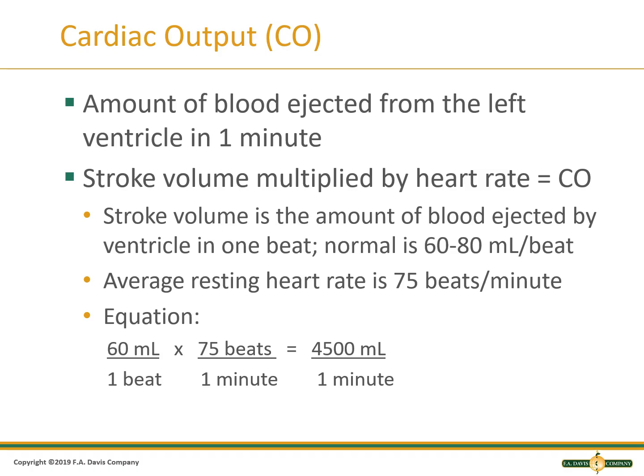Now, 75 is your average. It may fluctuate a little bit less, may fluctuate a little bit more. Approximately, you should have a cardiac output of around 5 to 6 liters per minute. That's the total volume of blood pumped out of the heart in 1 minute of time.